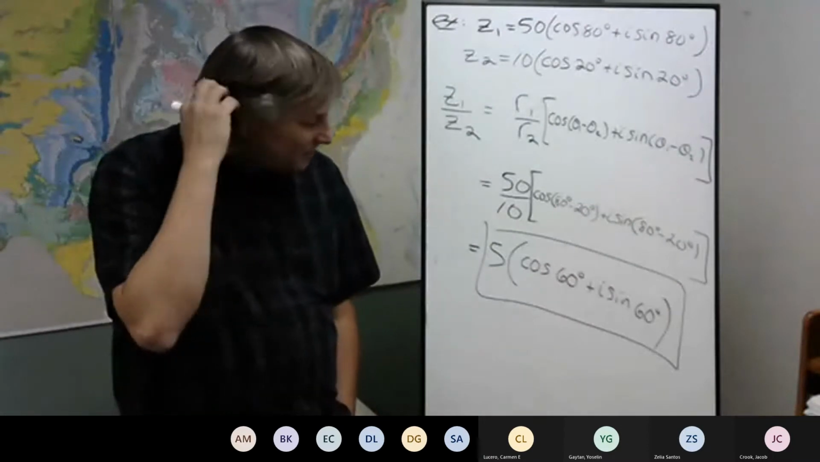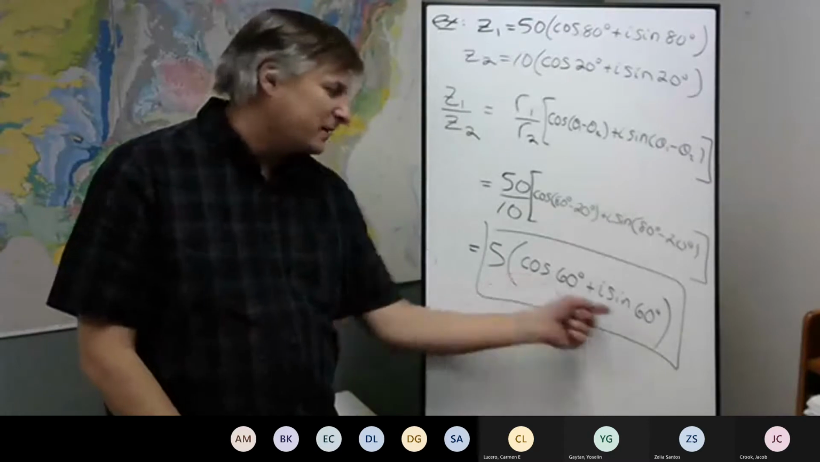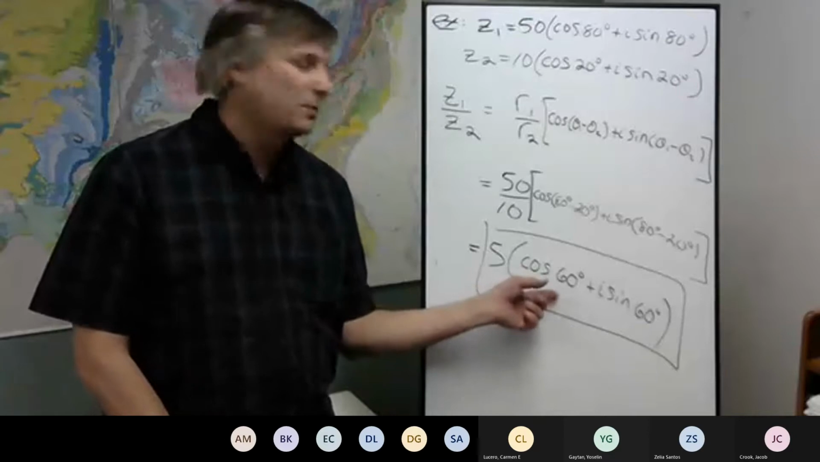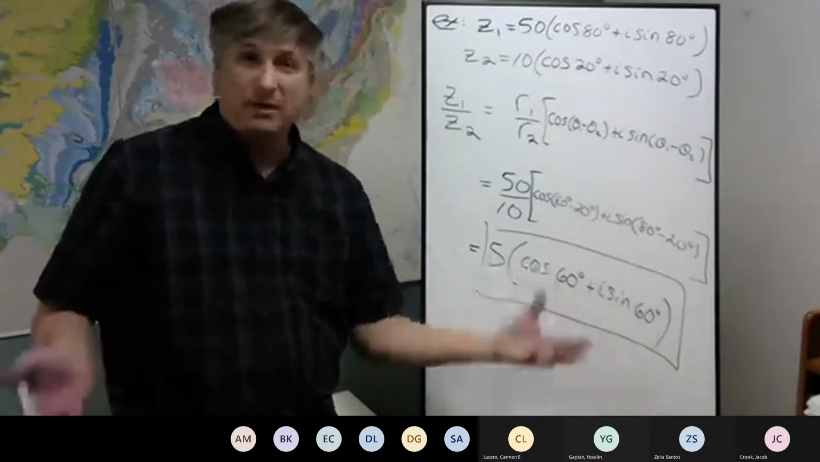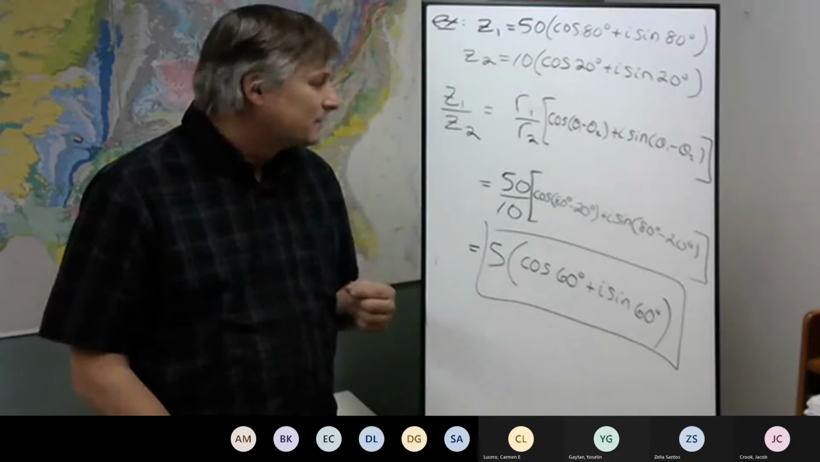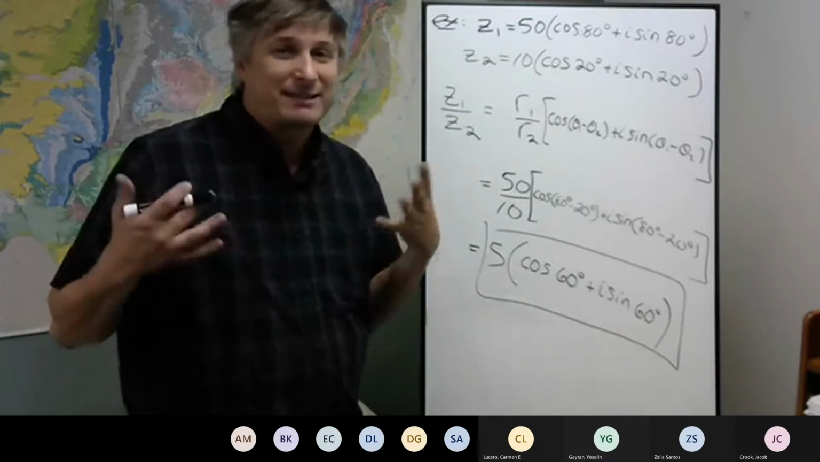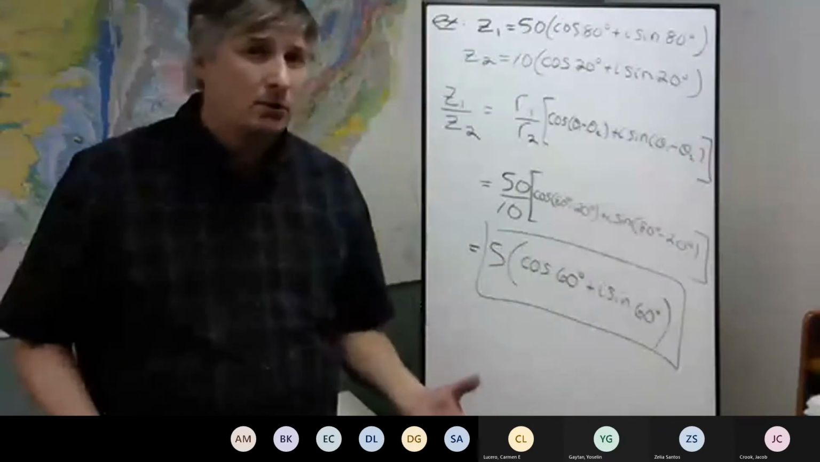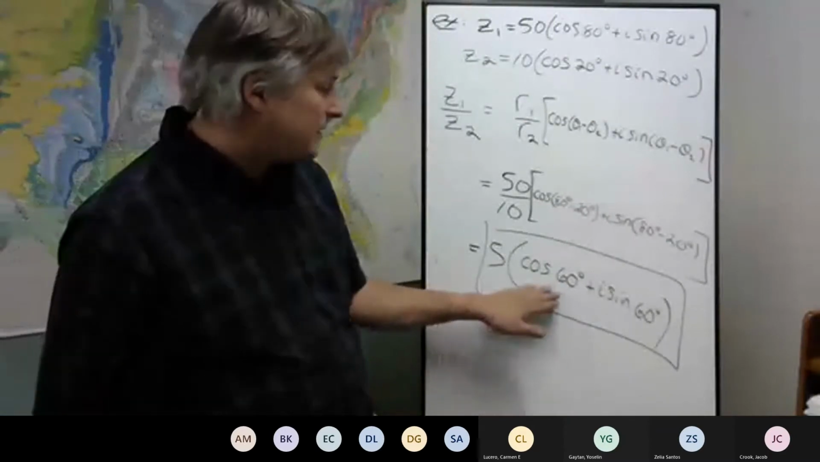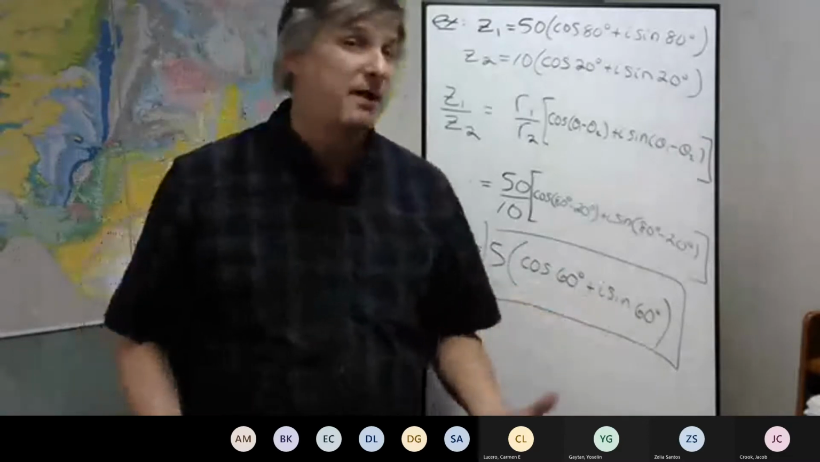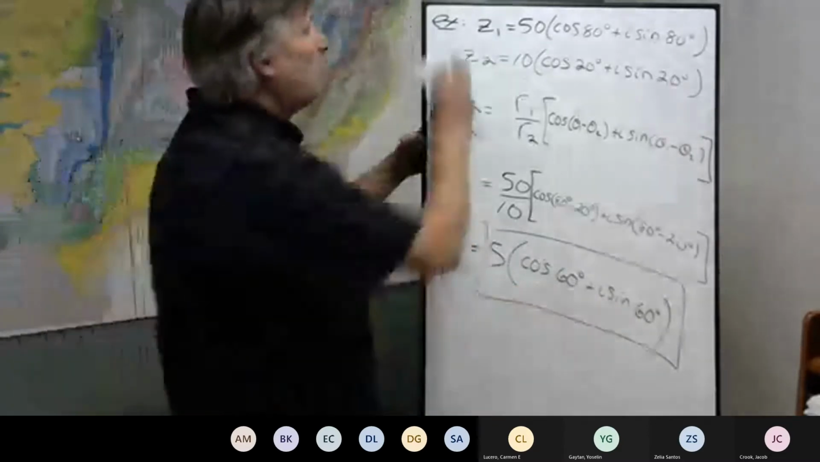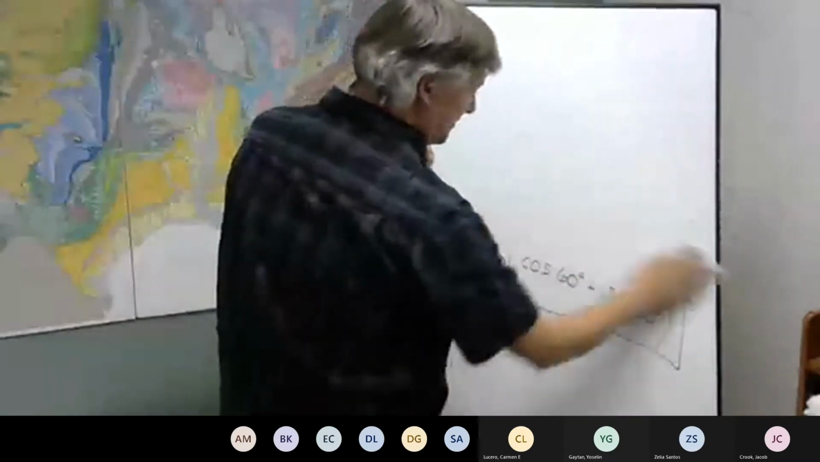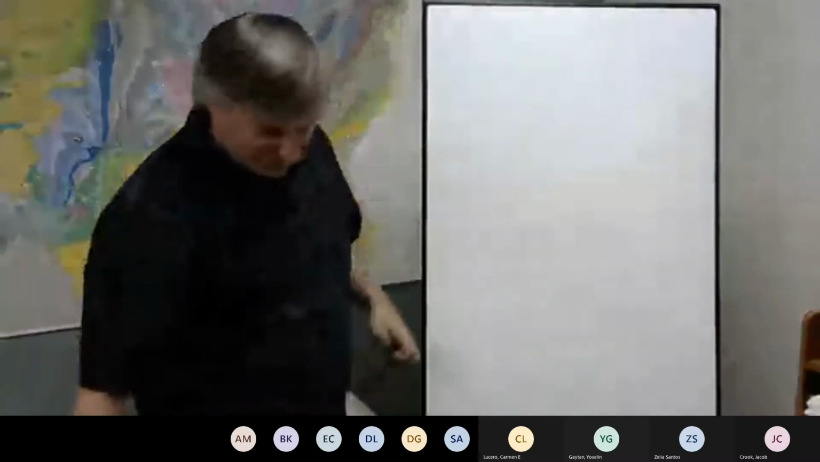Now for this, don't evaluate the cosine or sine of 60. Just leave it as it is. Because you might be tempted, oh, cosine of 60 degrees is 1/2, and sine of 60 degrees is root 3 over 2, and then multiply through by 5. What you will get is a rectangular representation of the complex number. We want to keep it in the polar representation. So we won't evaluate the cosine and the sine. We just leave them that way. Questions about that? So that's the formula for division.